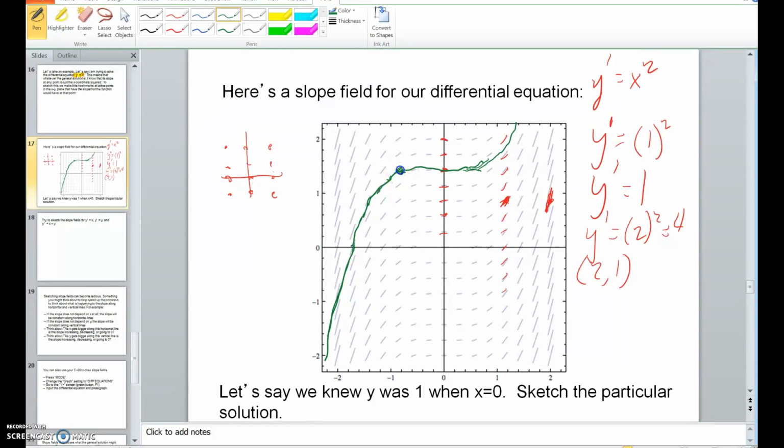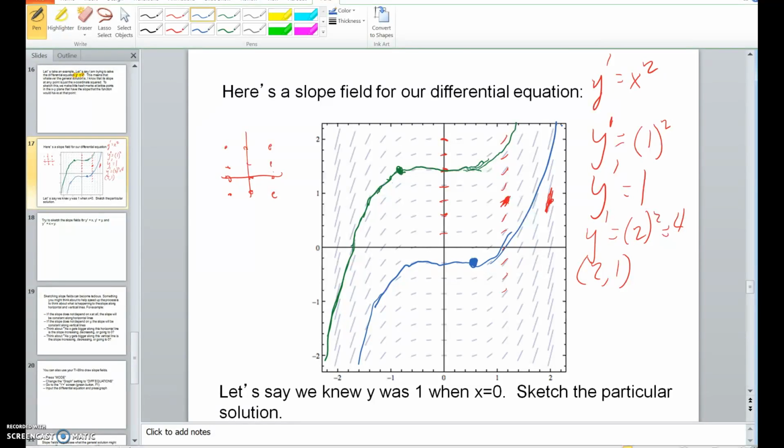So this green line that I drew is a particular solution to this differential equation. There's an infinite number of particular solutions. Let's say I knew that my particular solution went through this point. So if I start here and I start drawing, I'm flat, flat, flat. Then I start getting steeper and steeper and steeper. And in this direction, I'm going to start getting steeper like that.